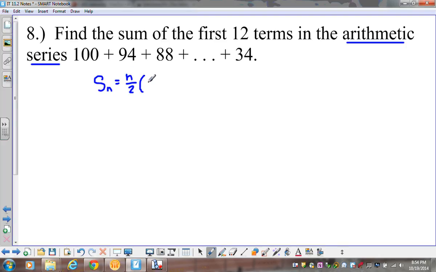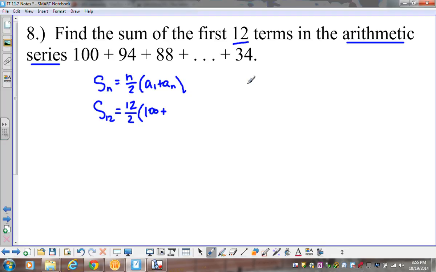It's n over 2 times my first term plus my last term, which in this case will be my 12th term. All right, so we're going to substitute pieces in. So the sum of the 12 terms is going to equal my n value, which is 12 because we're looking for 12 terms, over 2 times my first term, which is 100, plus my last term.